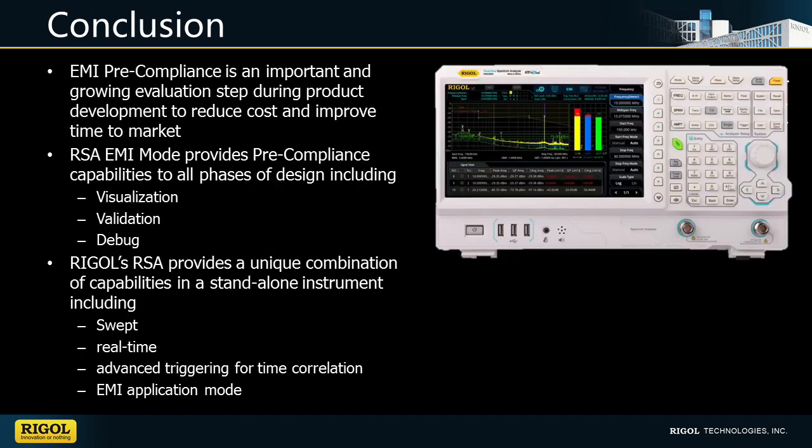So today we've looked at how we can use pre-compliance measurements throughout our design cycle to save us time and money when we get to real compliance testing. We can visualize tests during our implementation phase. We can validate emission signals during our test phase. And when needed, we can debug using real-time analysis and time-correlated data to really find the root cause of any emissions that might be occurring.